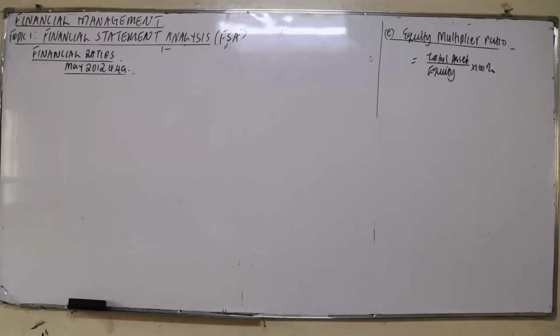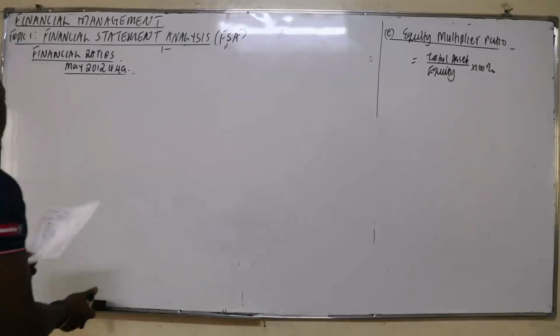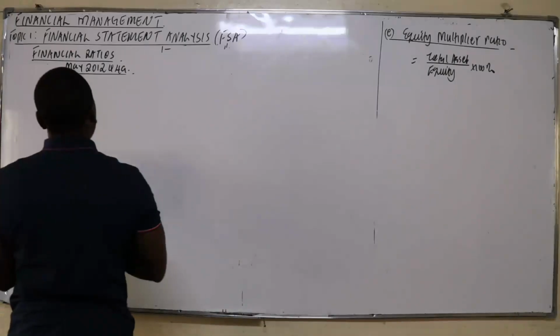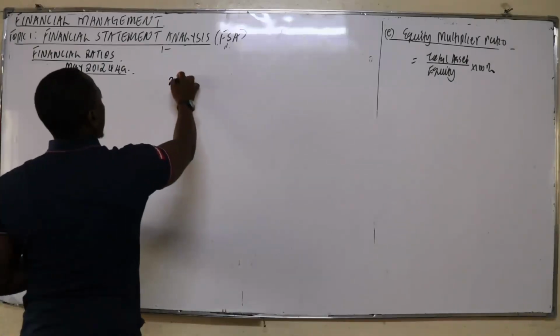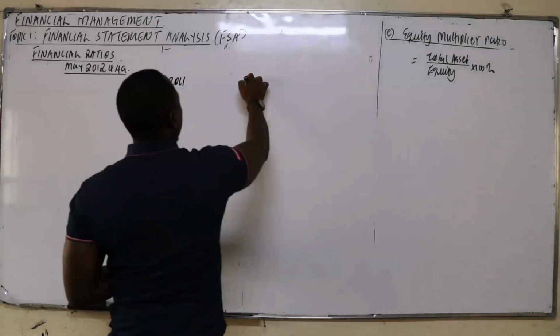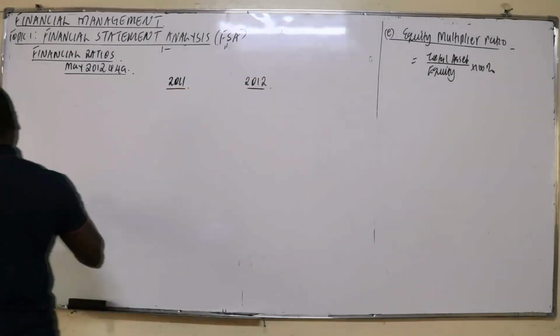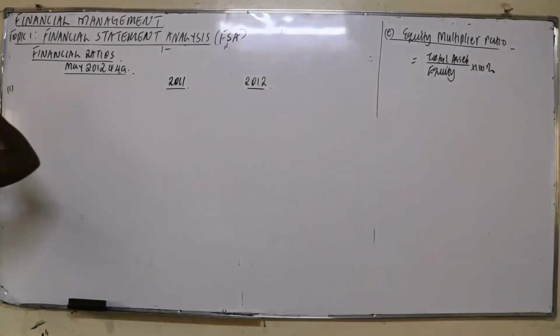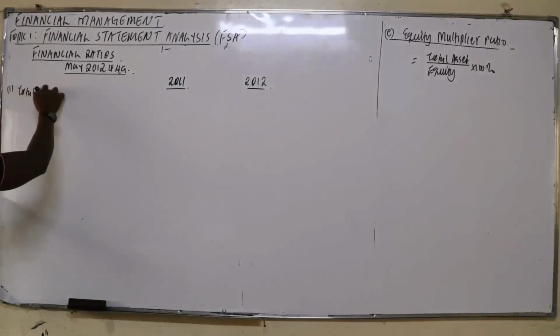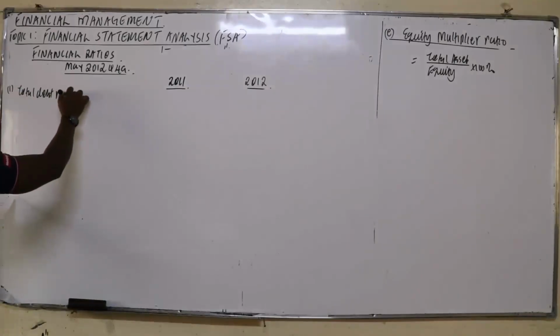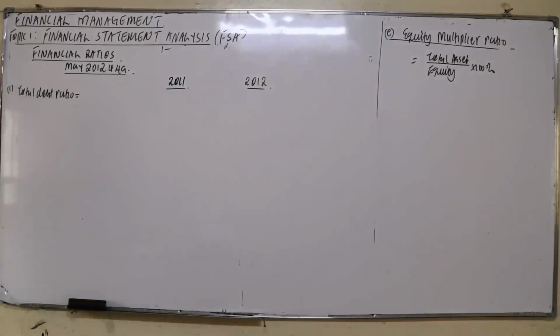So how do we determine that? I complete those ratios. So we're evaluating for 2 years, 2011 and 2012. Now we start with number 1. We have to determine the total debt ratio. We mark the formulas under the gearing ratio.